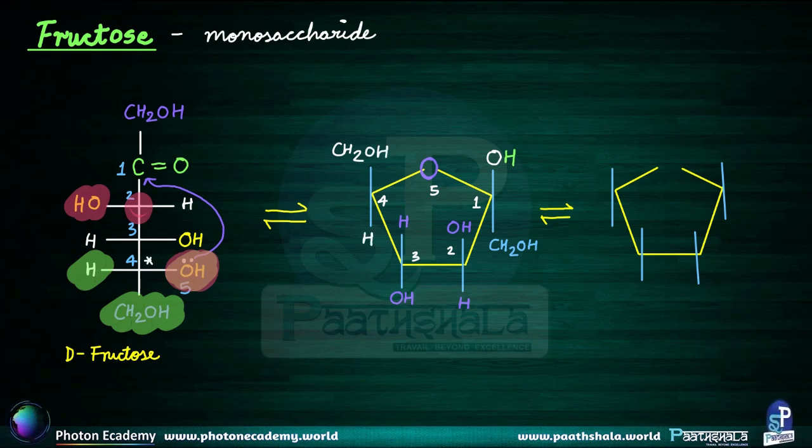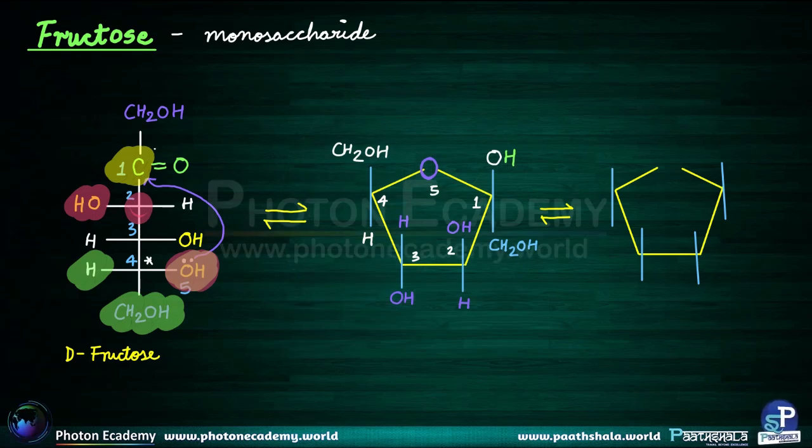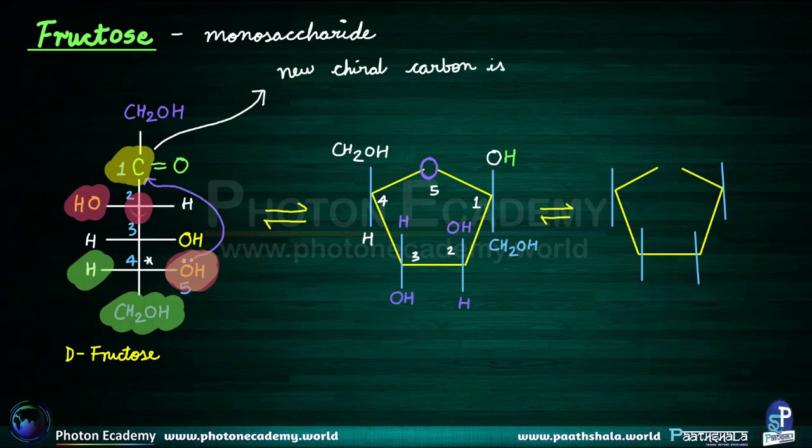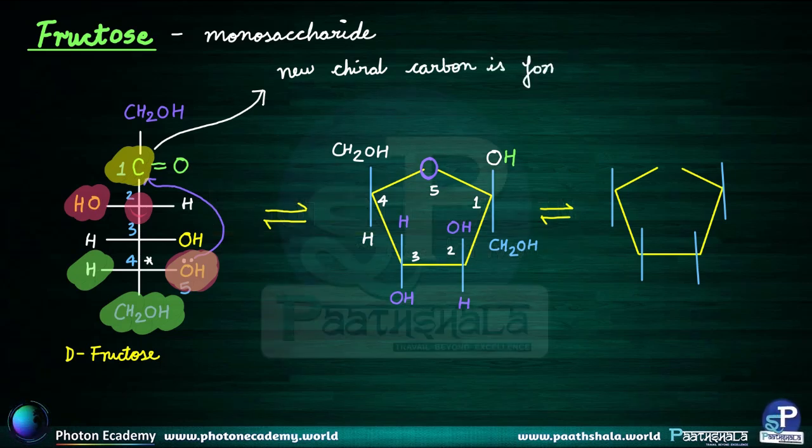Now, what we notice is that this first carbon of our ring, here this carbon actually is a new chiral carbon which is formed. So, this new chiral carbon, we can have these two groups which are at C1, they can exchange the position. So this CH2OH can go at the top and also this OH can come at the bottom.